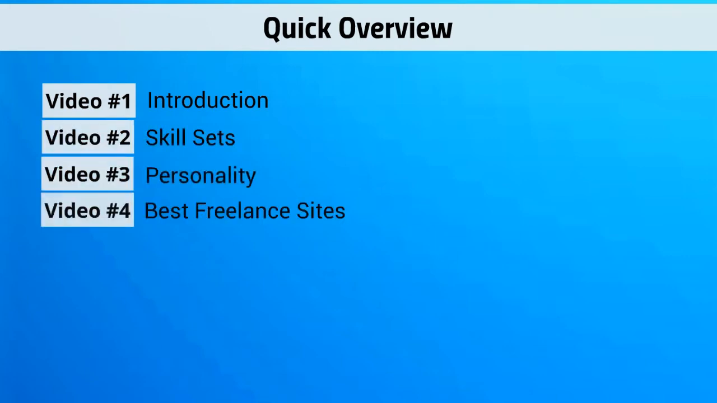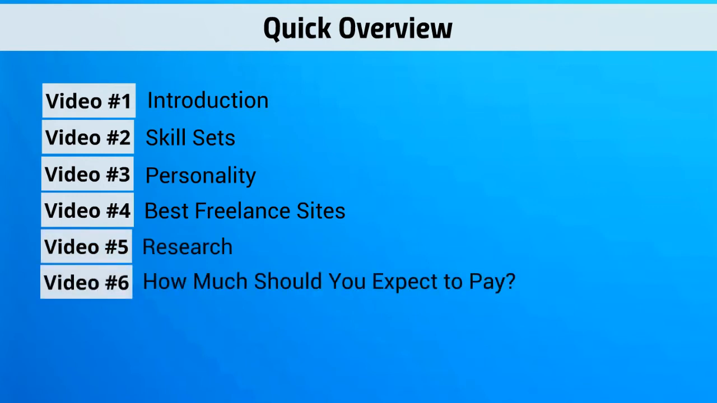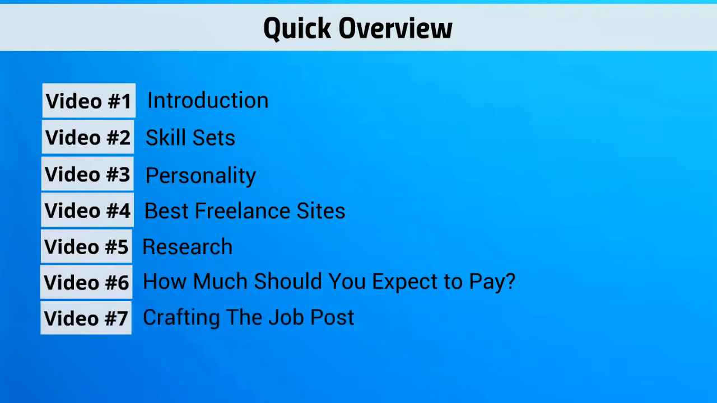Video number 2 is skill sets. Video number 3 is personality. Number 4 is best freelancing sites that we use. Video number 5 is researching. Video number 6 is how much should you expect to pay. Video number 7 is crafting the job post. And video number 8 is search parameters.